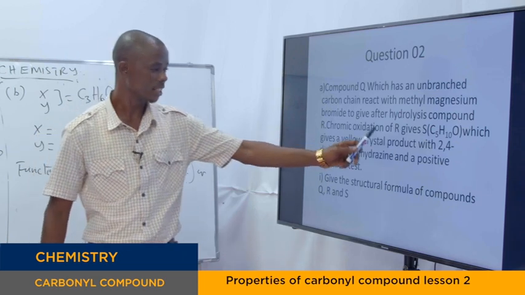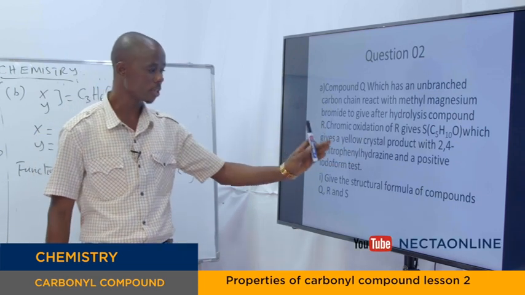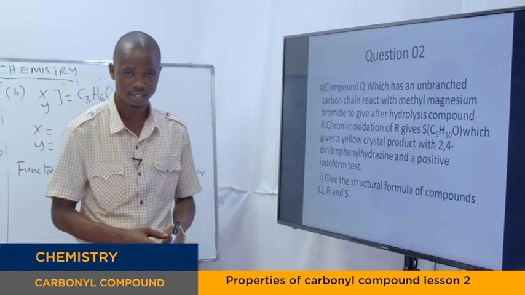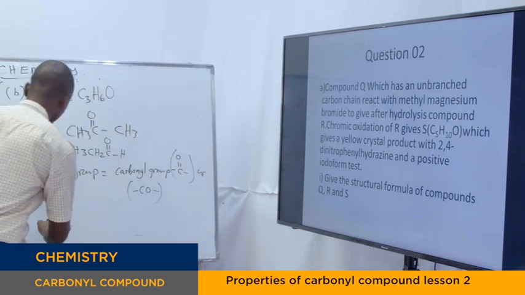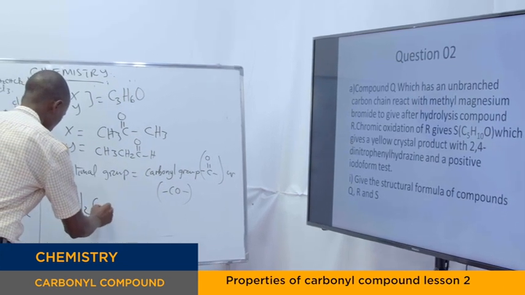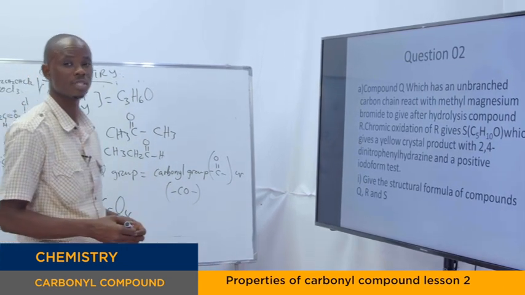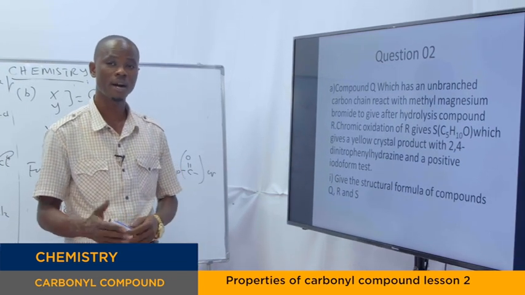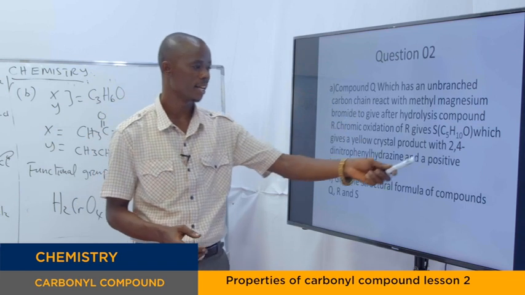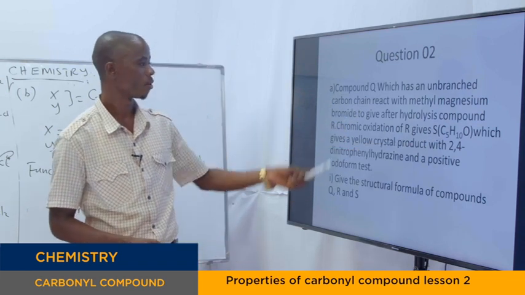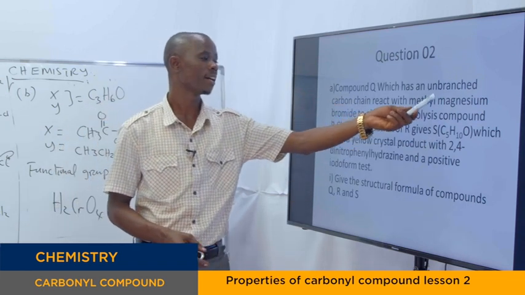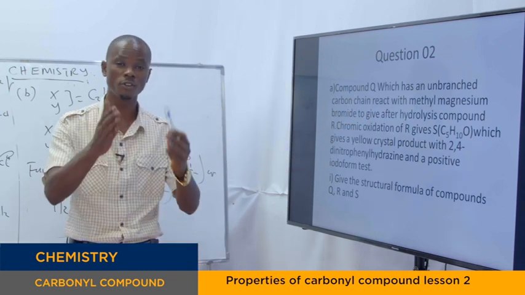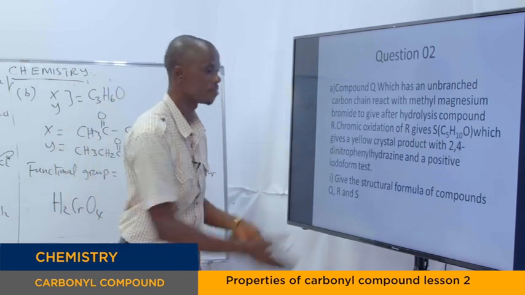And chromic oxidation of R. When we talk about chromic oxidation, we are talking about the oxidation by chromic acid. This is chromic acid. That is a mild oxidation. So that alcohol is oxidized, but there is a difference in number of carbon atoms between Q and S. Because Q will get another carbon from methyl group of Grignard reagent. So that means this Q will have four carbon atoms. So it is very simple.